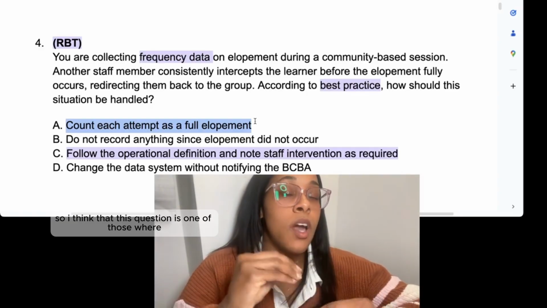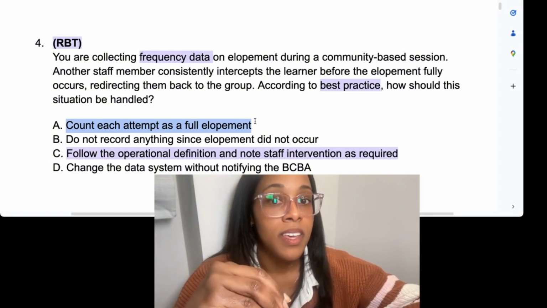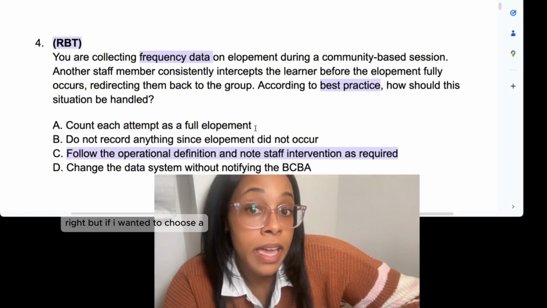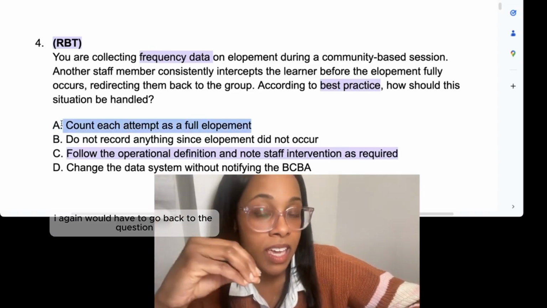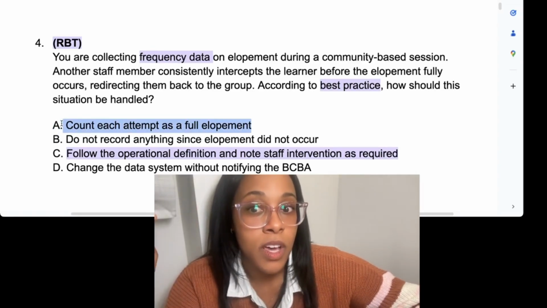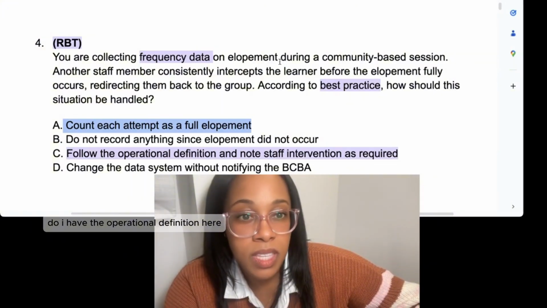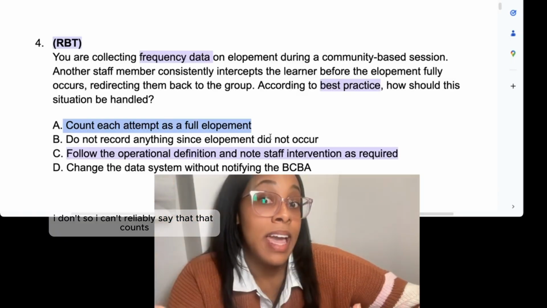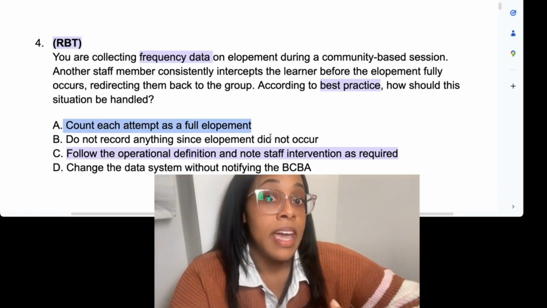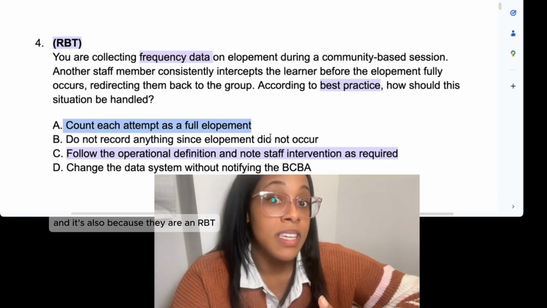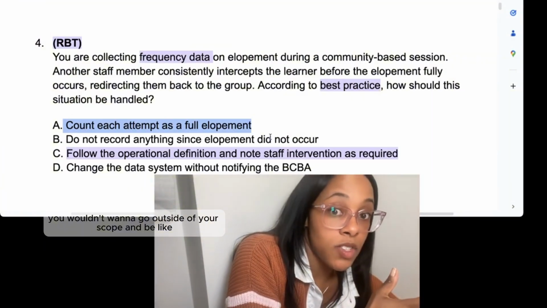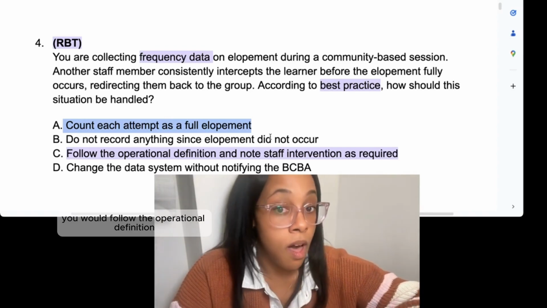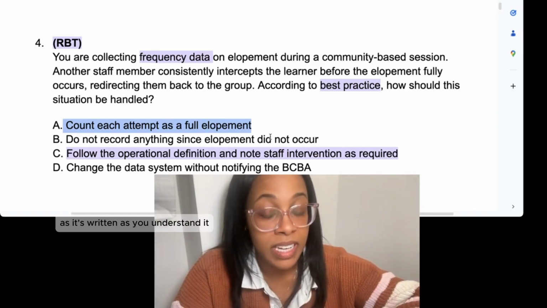So I think that this question is one of those where, depending on different factors, A could be right. But if I wanted to choose A, I again would have to go back to the question, look at my evidence. Do I have the operational definition here? I don't. So I can't reliably say that that counts. And it's also because they are an RBT, you wouldn't want to go outside of your scope and be like, well, I think it counts. That's something that you would follow. You would do C. You would follow the operational definition as it's written, as you understand it, and note the staff intervention.